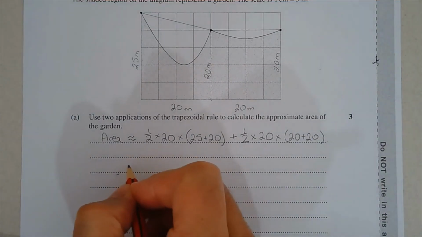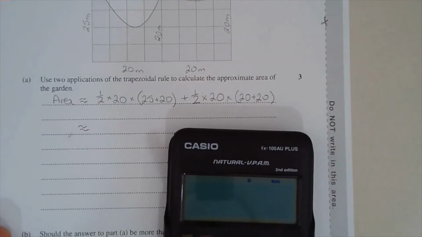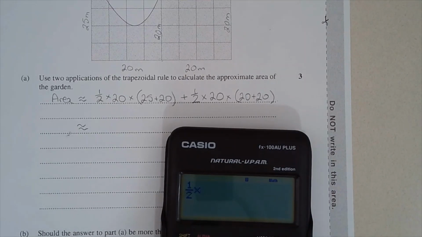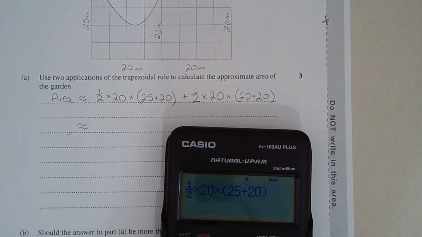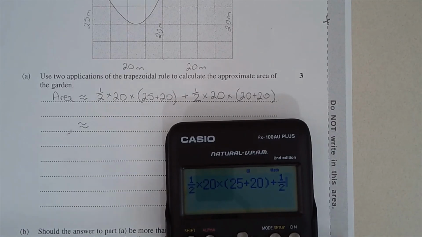Entering in all of that, we get half times 20 times 25 plus 20. I can enter this all as one calculation, or you can work out each trapezium one at a time and then just add them together at the end. Plus half times 20 times 20 plus 20. And we get 850 square meters.